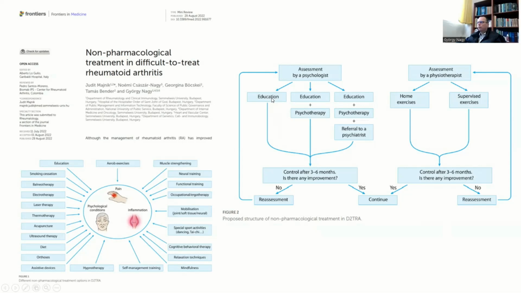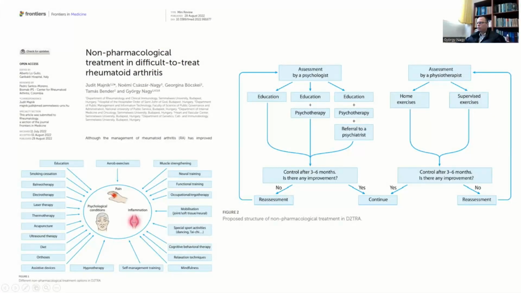And so there are various options. Some patients need education, some patients need education and physiotherapy, and some patients may need education and psychotherapy and referral to a psychiatrist as well. And we may control the patients after a few months and either reassess or continue the treatment. So both psychologists and physiotherapists should be asked to reassess our patients with difficult to treat disease. And a physiotherapist may suggest home exercise or supervised exercise, and that should be reassessed as well, and either continued or the assessment by the physiotherapist repeated again.